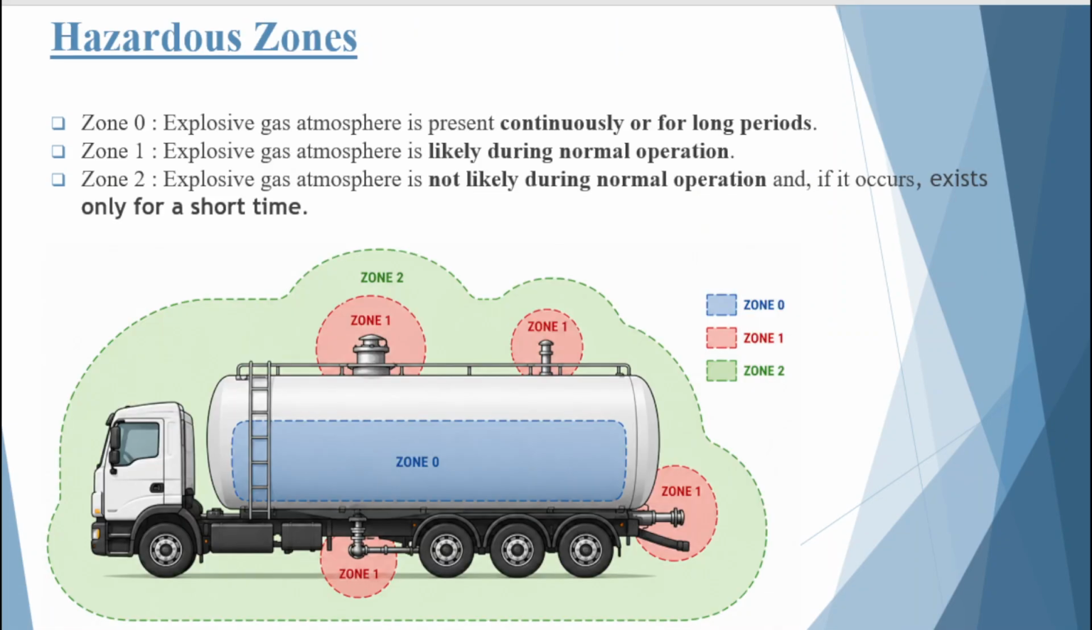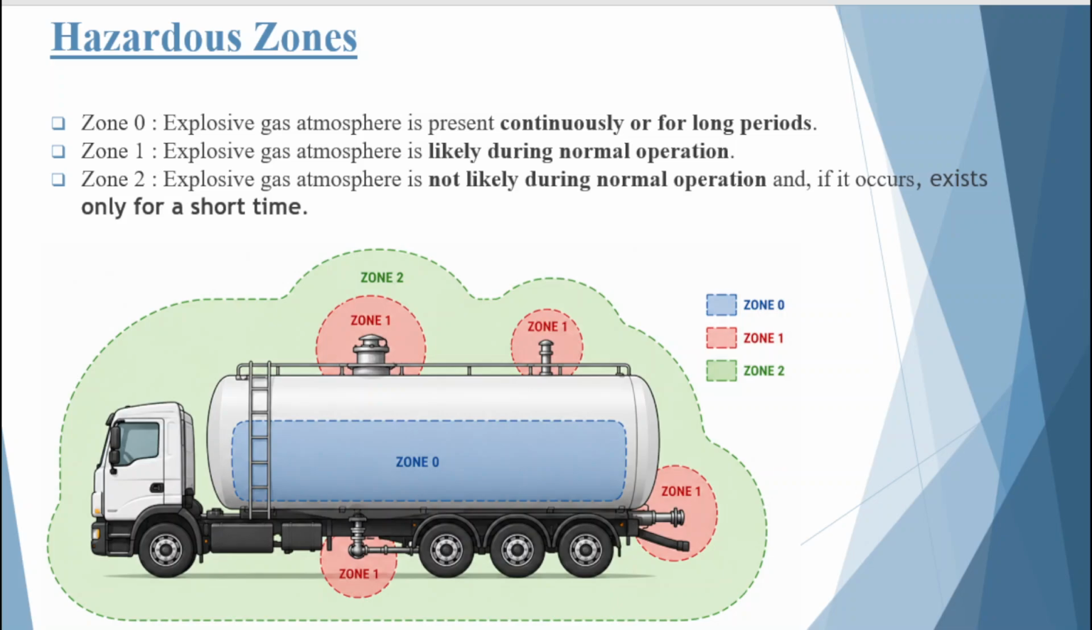Now that we know why hazardous areas are classified, the next step is to understand the different hazardous zones. The classification is based on one simple question: how often is an explosive gas atmosphere expected to be present? The more frequently a flammable atmosphere is present, the higher the level of hazard.